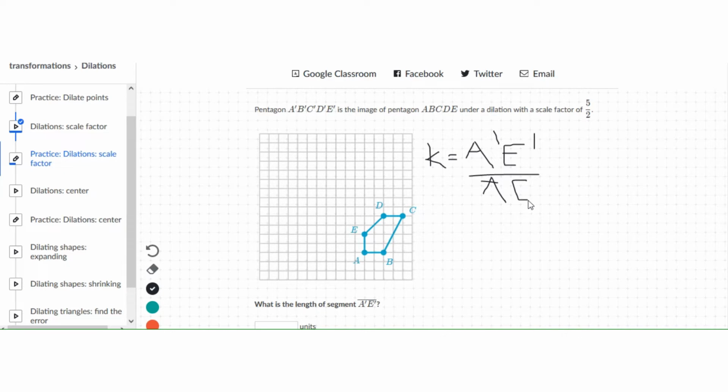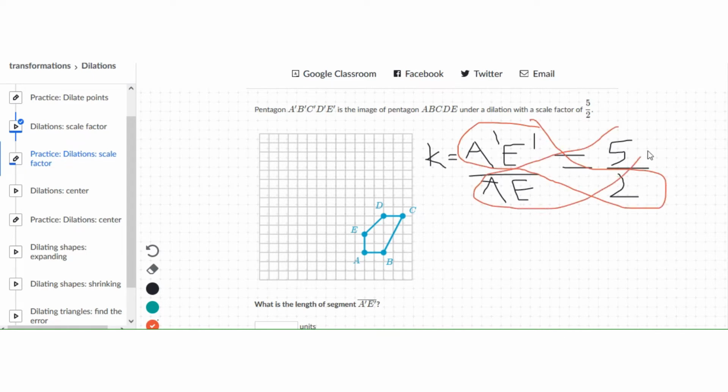And remember, this scale factor is given to you. How much it is in the question? 5 divided by 2. So you just need to find, let me change color here, you need to find A prime, E prime. So you can cross multiply. This is going to be multiplied with this. And your A prime, E prime would be 5 multiplied by AE.